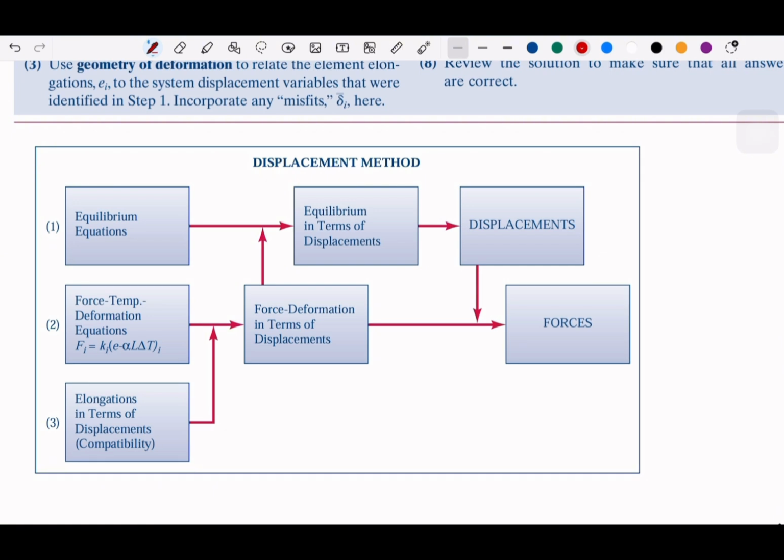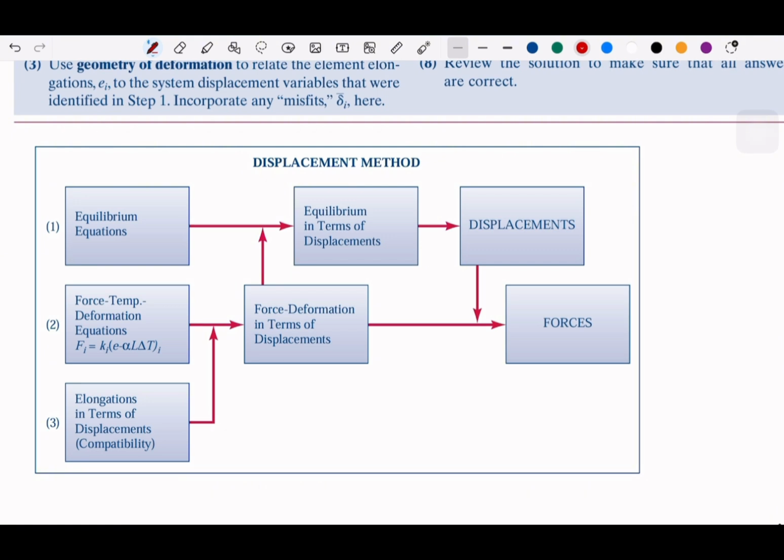If there is no temperature, you can skip this one. And then write the elongations. Write the elongations, the compatibility equations. And then write all the force-deformation relations and the equilibrium in displacement. And we get the displacements. And after we get the displacements, we get the forces.